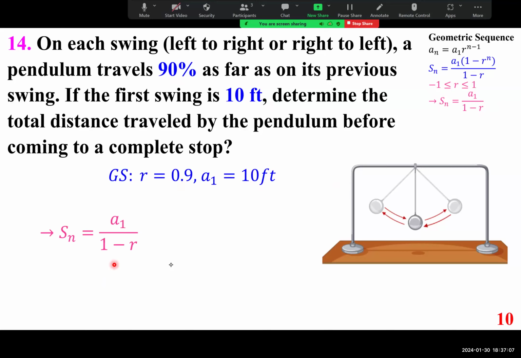So 10 divided by 1 minus 0.9. 1 minus 0.9 is 0.1, and I hope you know 10 divided by 0.1 is 10 times 10, or 100. As far as the units, this was 10 feet, so we use the same unit, everybody. We must use the same unit.